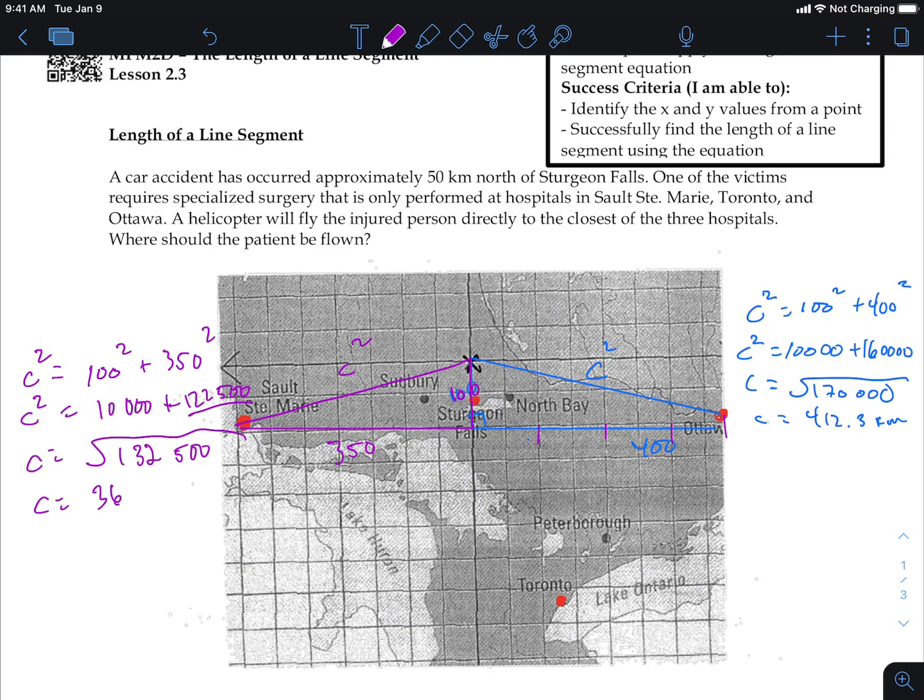364. Alright, so which one's closer so far? Are we going to Ottawa or are we going to Sault Ste. Marie so far? Okay, we're going to Sault Ste. Marie because that's a smaller number, right? As of right now. But there's one more hospital. It's in Toronto.